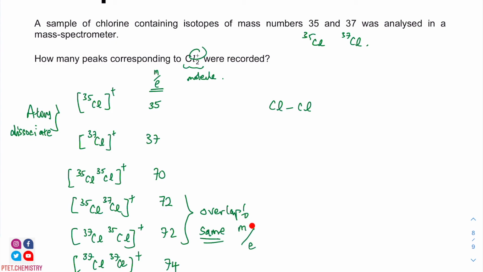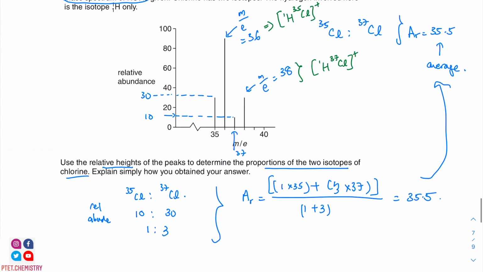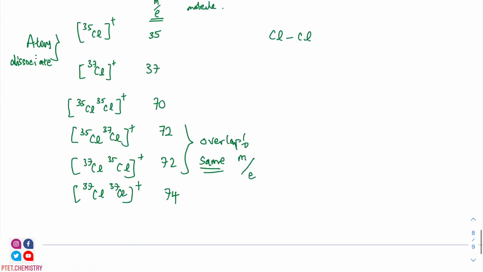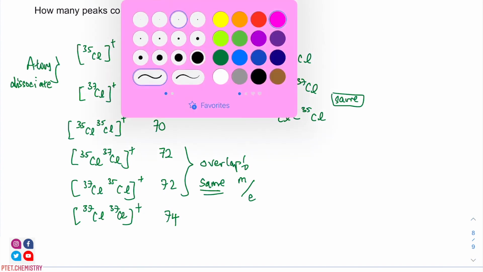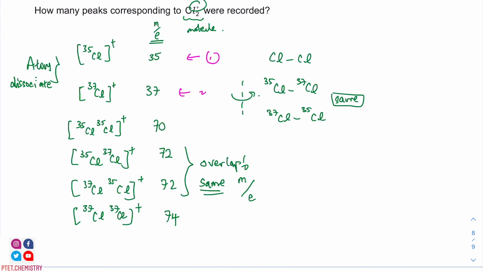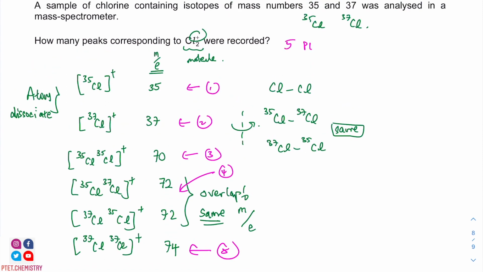If you have the same mass, you will appear at the same place. That means you don't tell the difference at all, okay? Whether it's 35 chlorine or 37 chlorine. And in reality, 35 chlorine and 37 chlorine is the same as 37 chlorine and 35 chlorine. I hope you can see that they are related by rotational symmetry. You can just rotate them along the axis there, and they are exactly the same. So altogether you see 1, 2, 3, 4. Okay, so both of them overlap. You see 5. So you see 5 peaks.